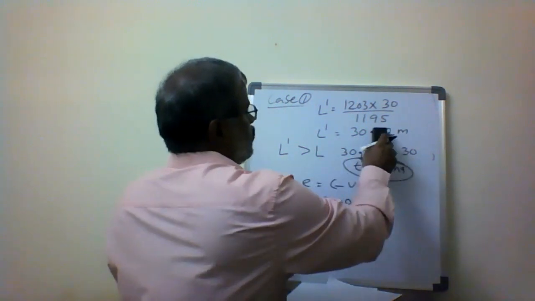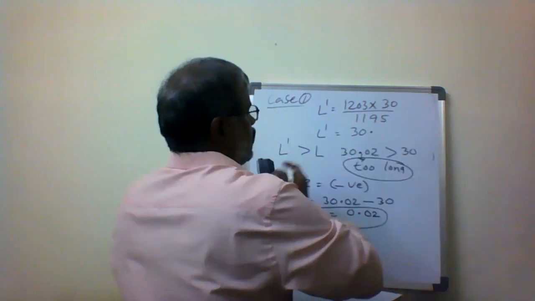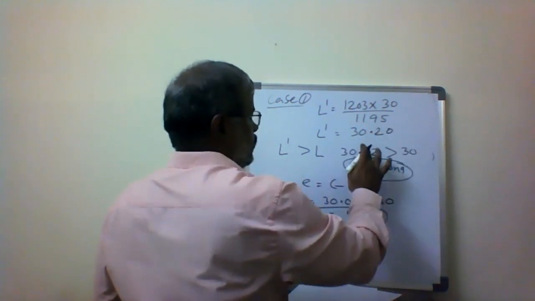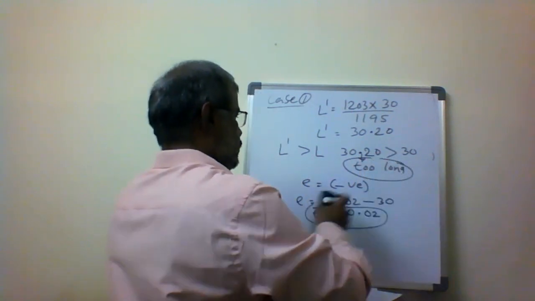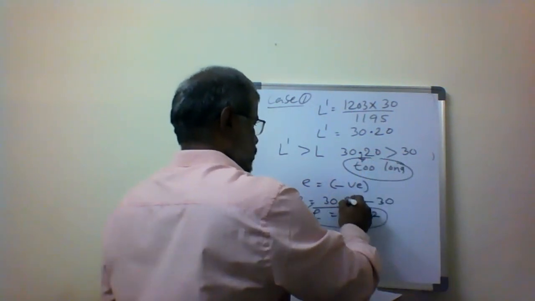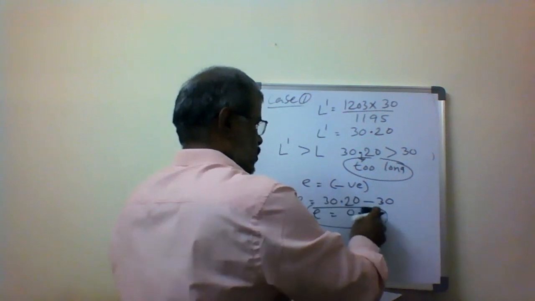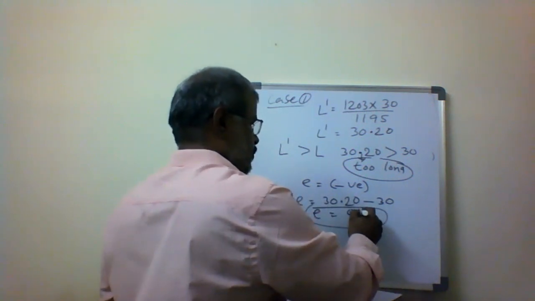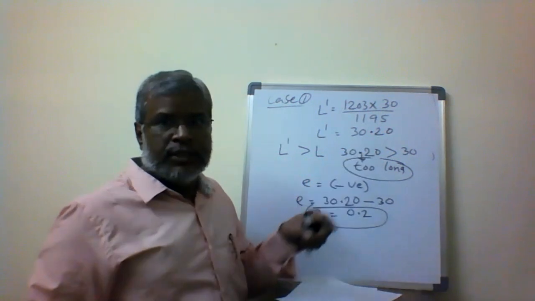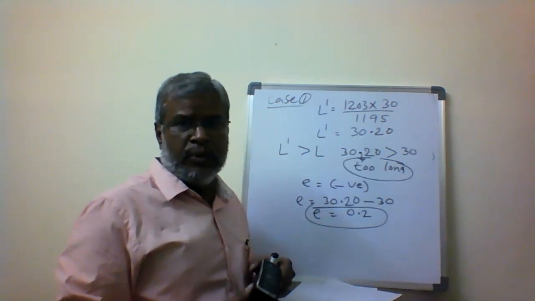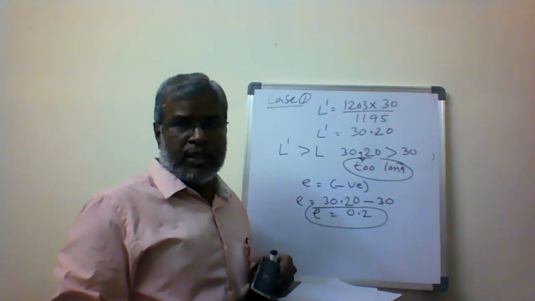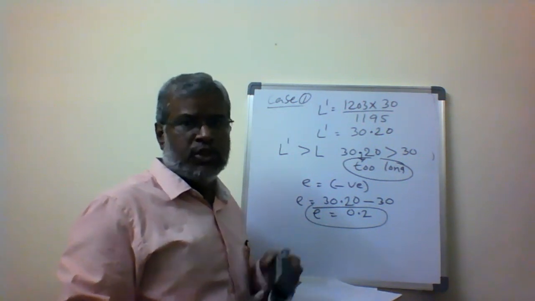So L dash is 30.20. 30.20 is greater than 30. That is too long, so the error is negative. The error we are going to calculate in a 30 meter chain: 30.20 minus 30 is 0.2.